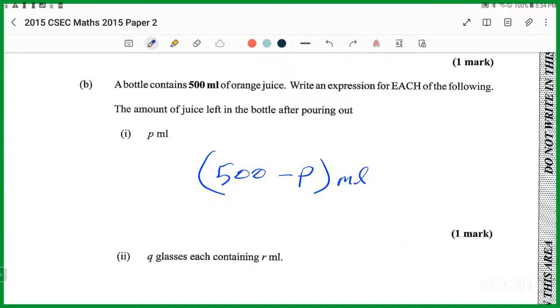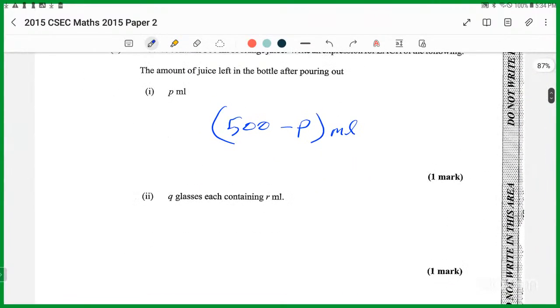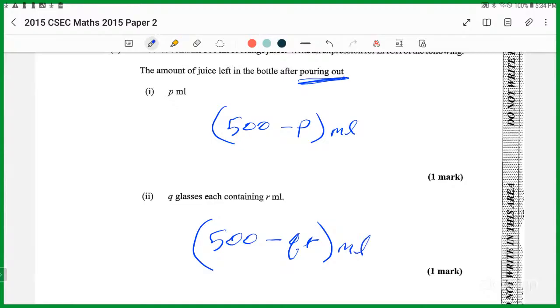Yes, sir. Alright, this one now. So you're pouring out Q glasses. Q is the number of glasses, each containing R milliliters. So the total amount you're pouring out here is Q times R milliliters. Remember you're starting with 500. So this is the amount you're pouring out, Q times R. So the expression for the amount left here is going to be 500 minus Q times R, and that's in milliliters again. That's the amount left.